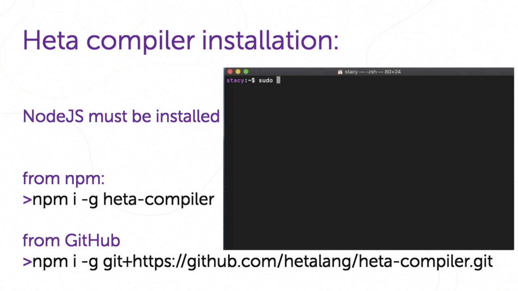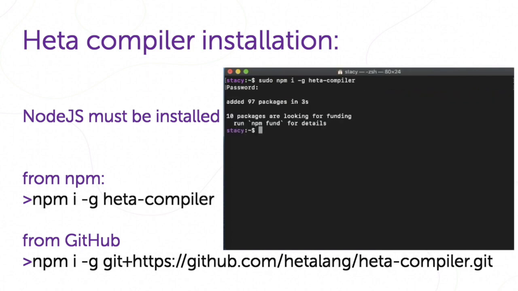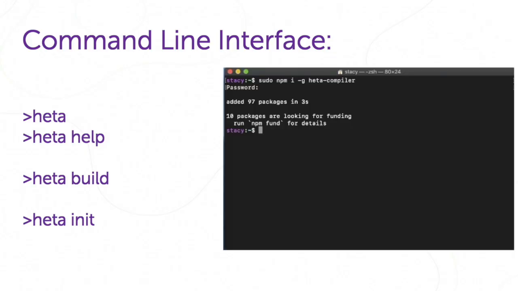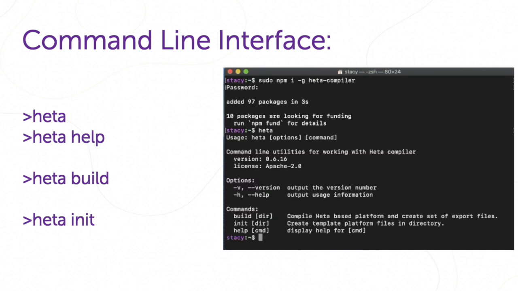Installation of the program is performed through the console. Node.js must be installed prior to Heta compiler installation. You can install Heta compiler via npm with this command, or install directly from GitHub. Heta is a base command that prints information about the tool and available options. Heta help does the same.